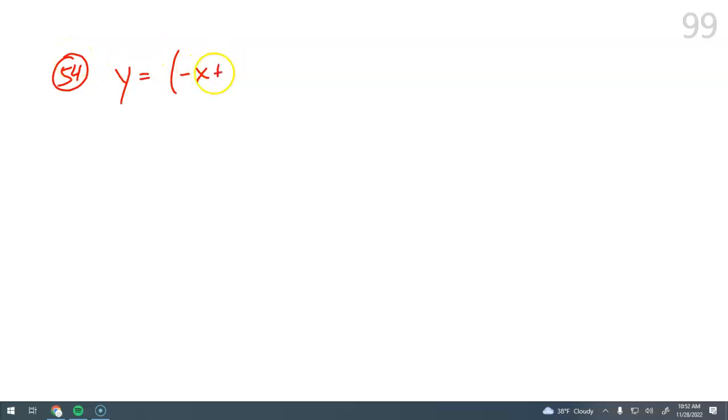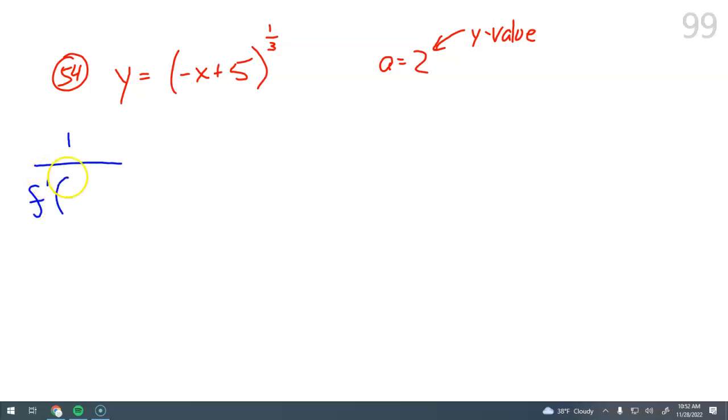So first of all, I would rewrite this like -x plus 5 to the 1/3. And they're telling me a equals 2. But what they're giving me there is the y value. So your job is to find the x value. Remember, what we're trying to plug into is 1 over f prime of f inverse of x. So first I have to find x. What they're giving me is 1.